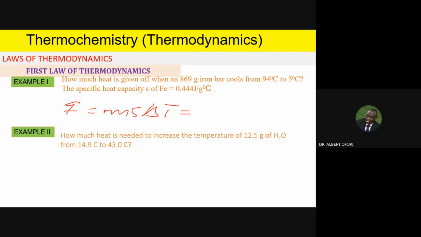So you see the first case says giving off. That's why we got negative 30-something. Now the second one says needed, it will be absorbed. So your answer should be positive. Okay, sir.